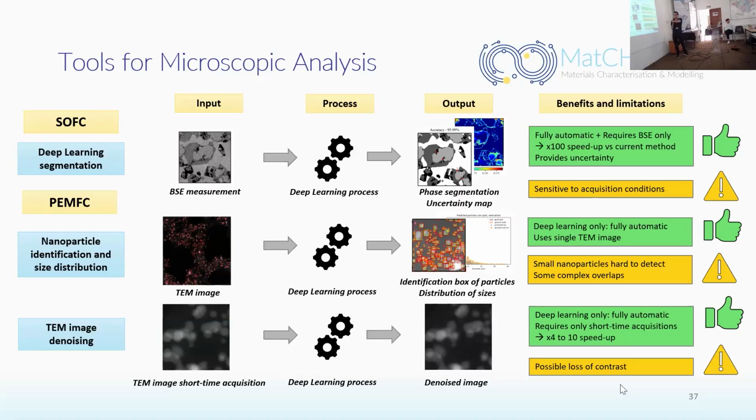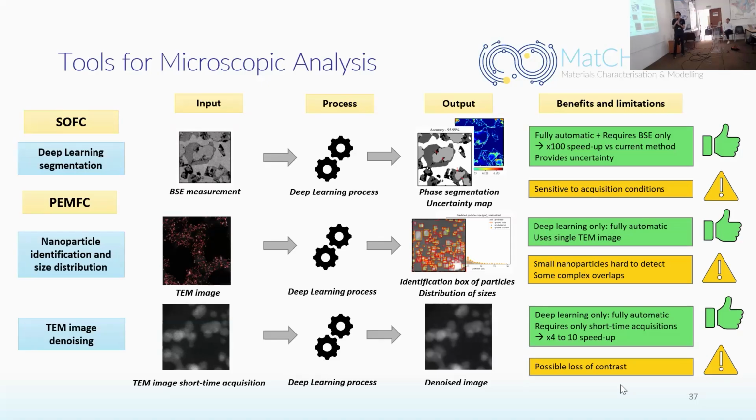Neural networks are quite good at applying denoising, and we have applied this to this kind of images, and actually it works quite well. So the idea is that instead of acquiring a full image, we can reduce the acquisition time by a factor of 4 or 10, depending on the quality we require. So that can be very interesting to reduce the acquisition time.